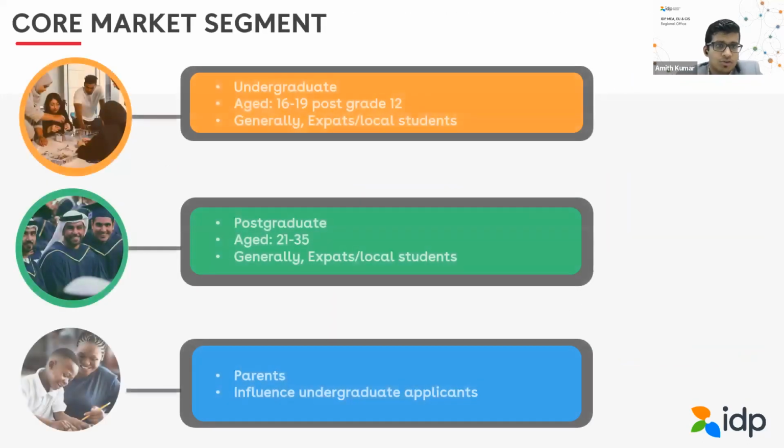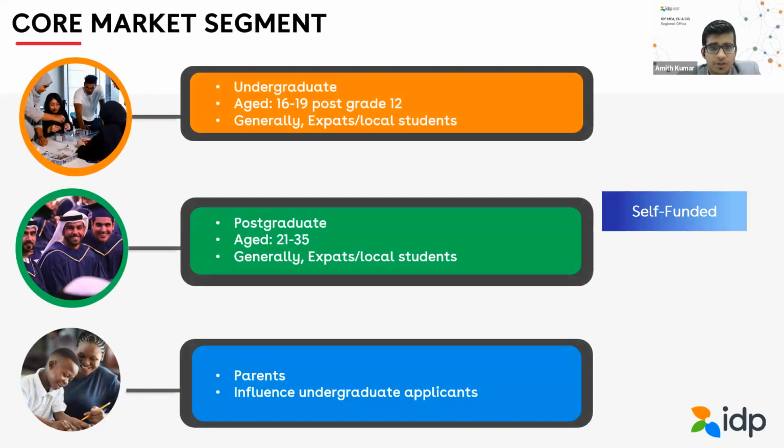So now moving on to the next slide. I'm not going to go into depth with this particular slide, but just wanted to highlight the core market segments for all the countries in the region: undergraduate, postgraduate, and obviously the parents, who are influencers for undergraduate applicants. Depending on the market, the study sector differentiates. For example, UAE is primarily undergraduate, but if you take maybe Pakistan or Saudi Arabia, you would see primarily postgrad, right?